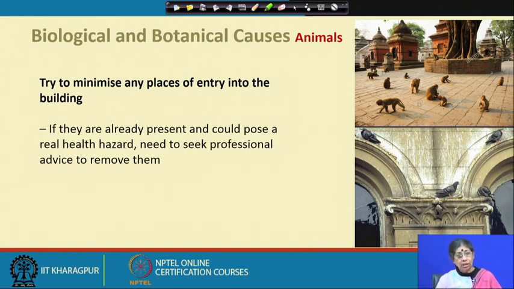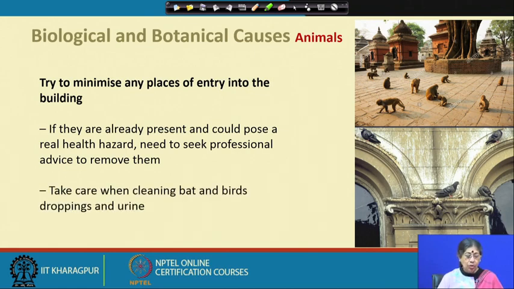If these animals, either birds, pigeons or monkeys or whatever, are already present, they could pose a real health hazard, and may be unsafe to the tourists. So, we need to seek professional advice to remove them depending on where. It has to be a multidisciplinary team which works on that. But it is absolutely necessary that we create a balance between these two. And we also have to remember that when cleaning the bat and bird droppings and urine, we may use something which may ultimately damage the fabric. So, what material, what type of detergent, what type of chemical we are using, all are very important.